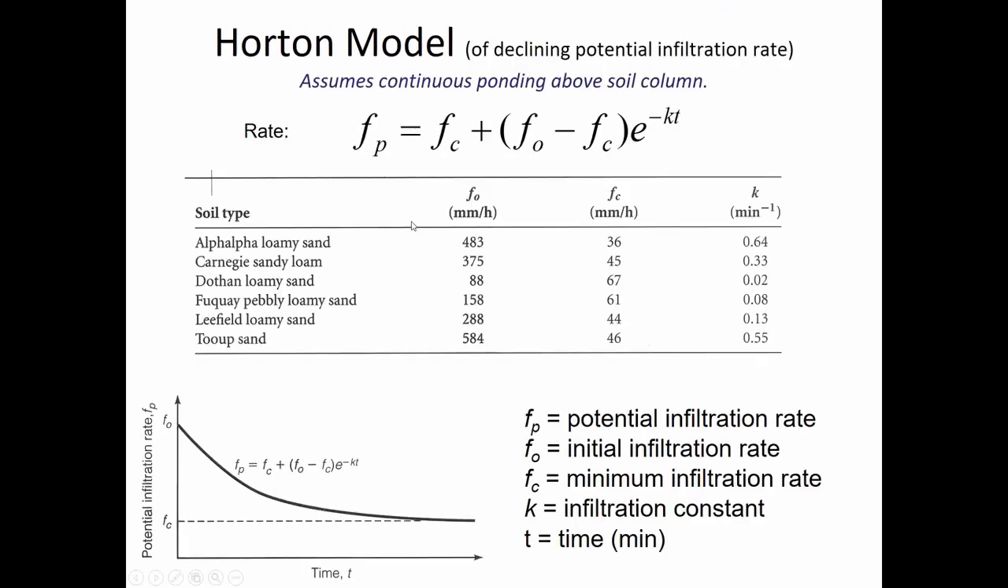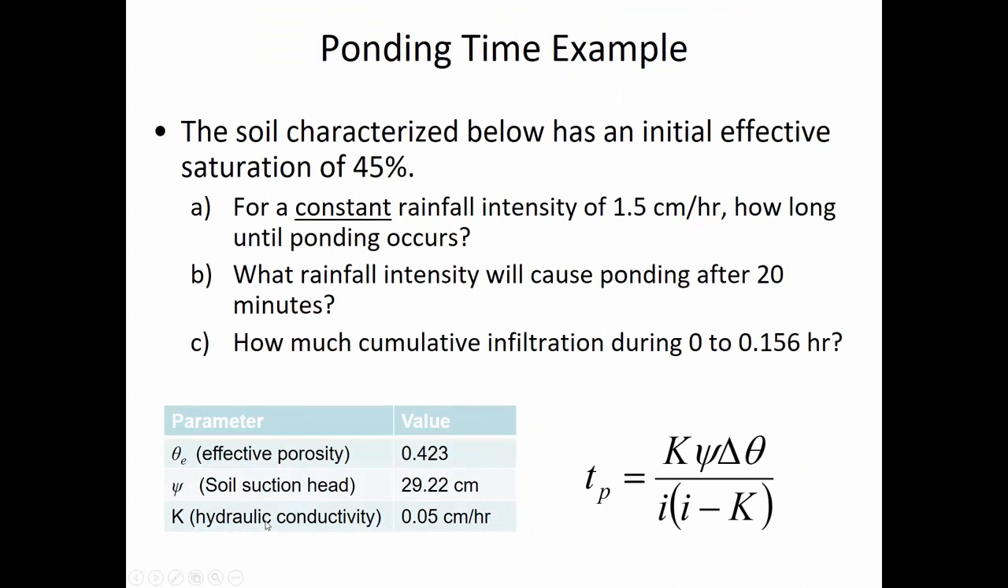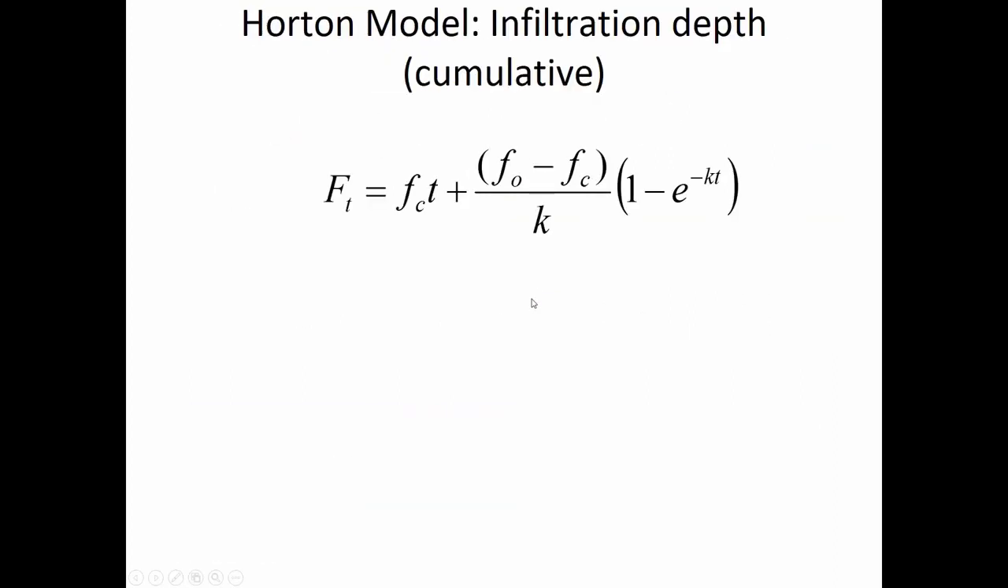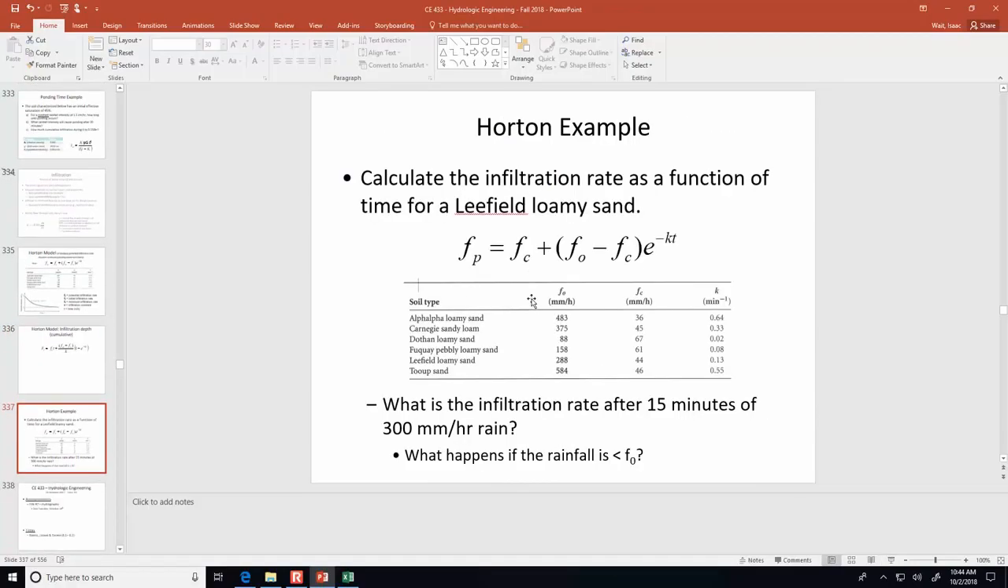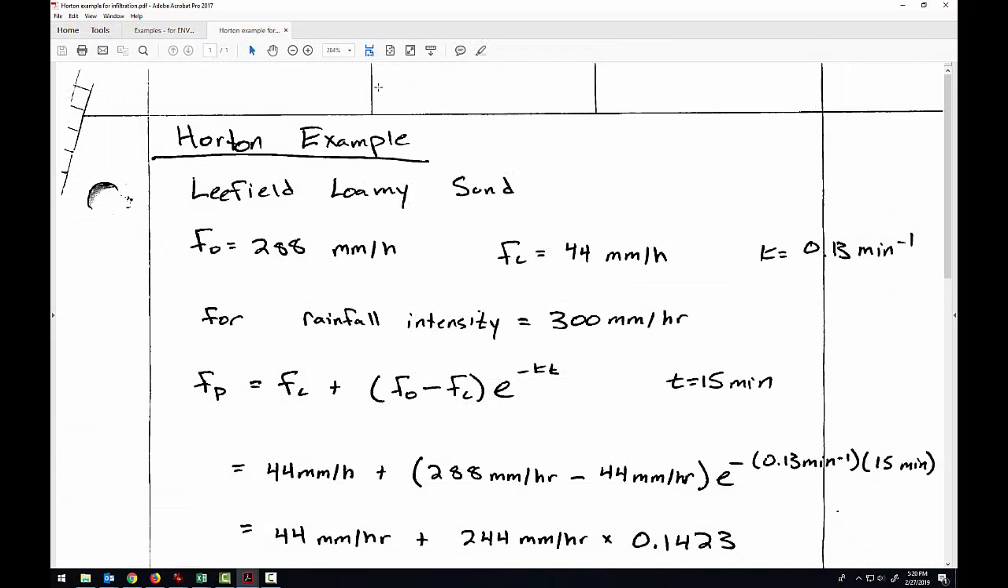I'm sorry, that F sub C is the minimum. So F sub C is the minimum, just a different formula that is used to predict the curvature of the declining rate of potential infiltration. So it's less sophisticated than Green-Ampt, but it's easier to use if you've got these soil parameters for the area of interest. Applying the Horton example is just a matter of substituting the values that you read off of the given table into the equations.